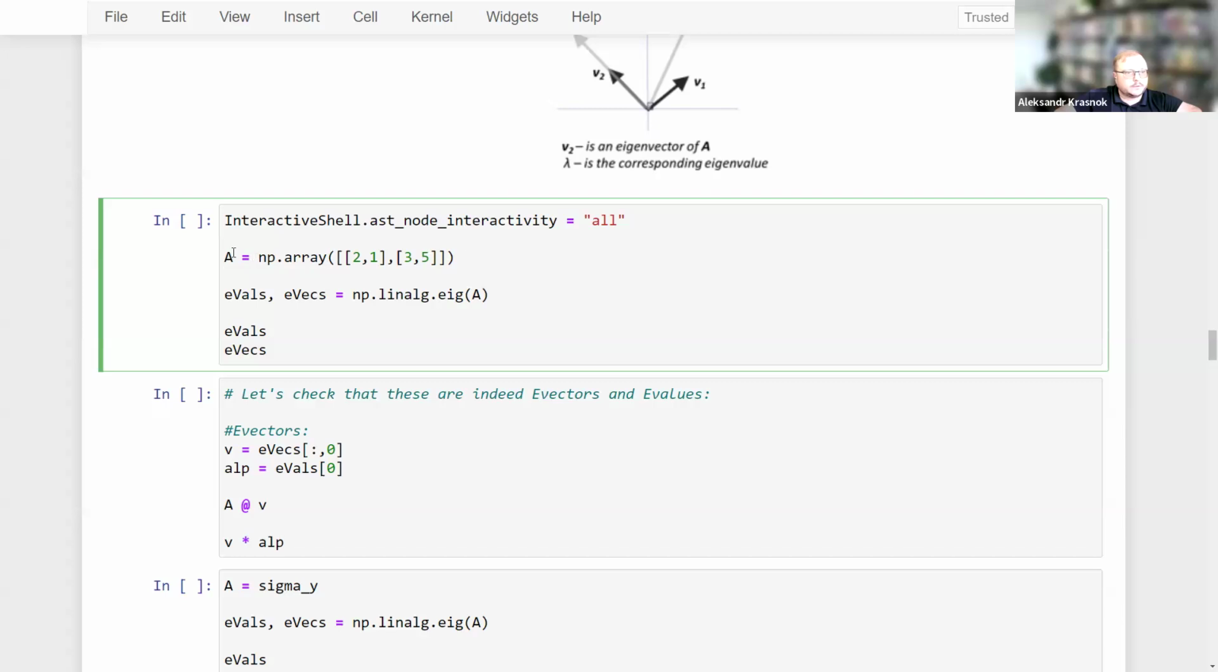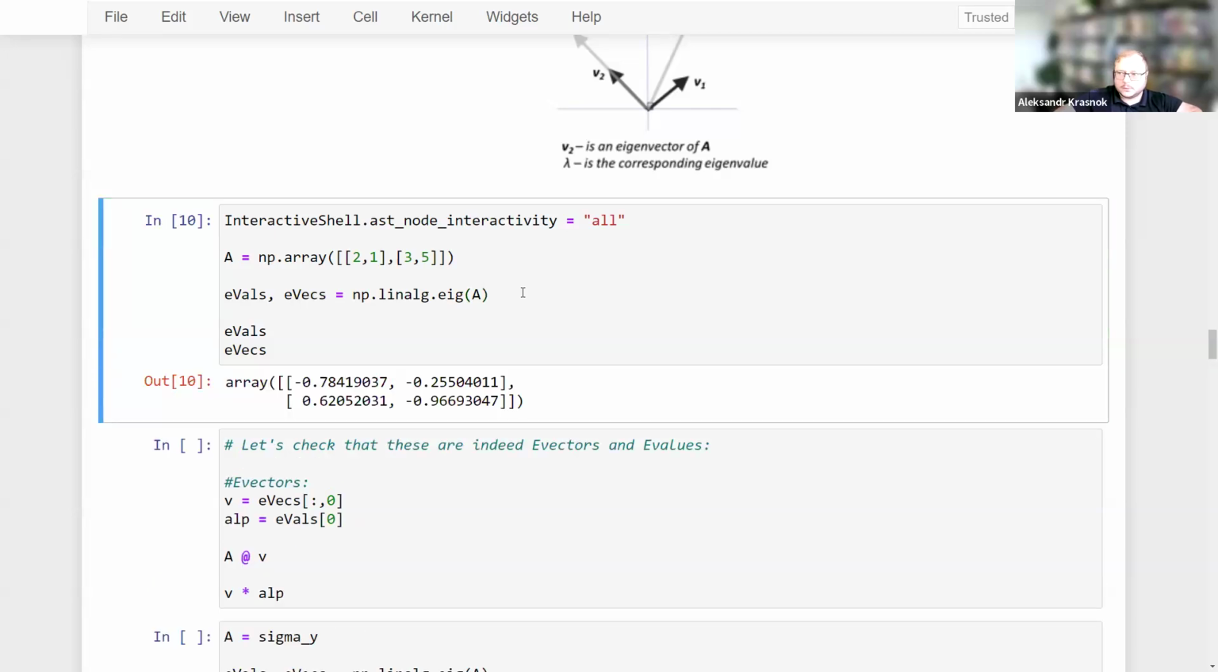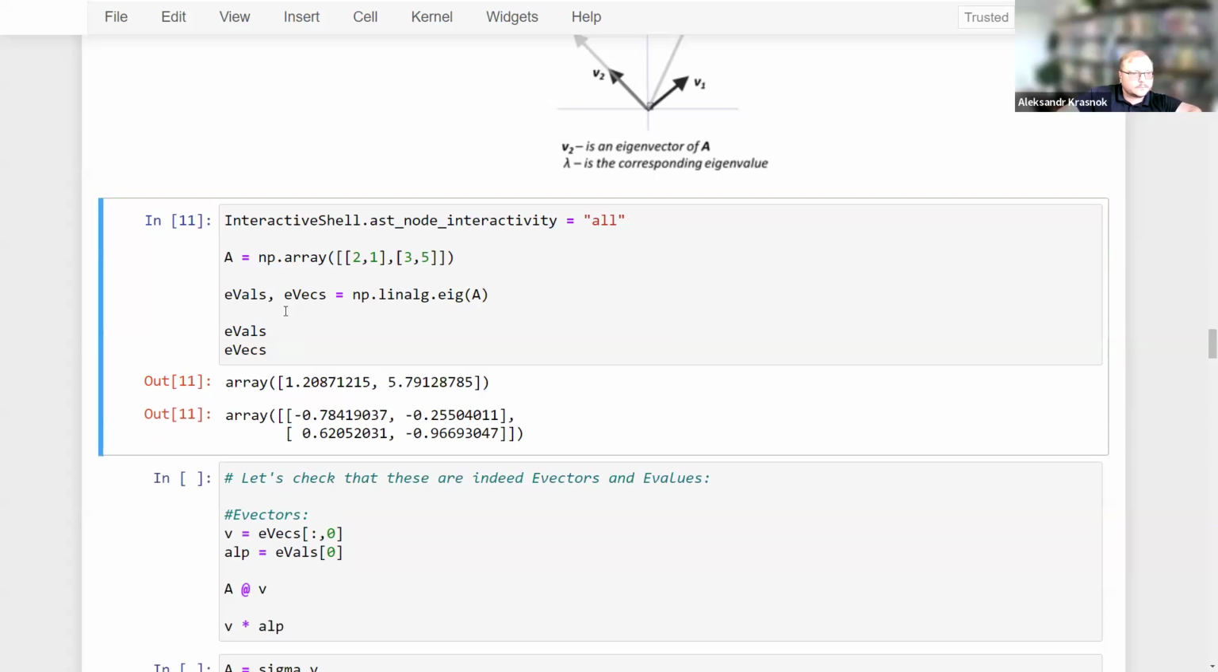So let us consider matrix A, some arbitrary matrix, and this function returns two arrays: the array of eigenvalues and the array of eigenvectors. Let us run this. Why just one? No, I need all. Okay, so the first one is eigenvalues.